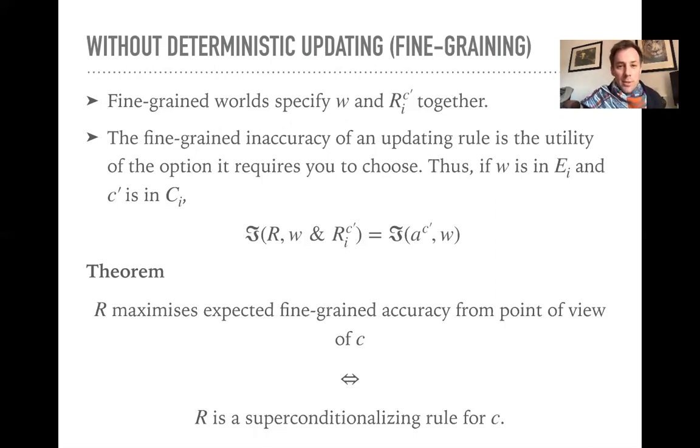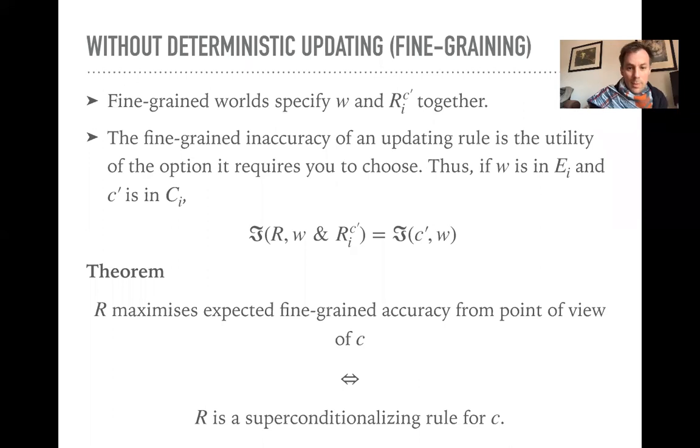Sorry, that inaccuracy there should be the inaccuracy not of A super C prime, but of C prime itself. In fact, I've corrected it just now. So yeah, the inaccuracy of the updating rule at a particular world where you adopt credence function C prime in response to the evidence you receive at that world is just going to be the inaccuracy of C prime at that world. And then you get, exactly as we got in the previous case, your updating rule R is going to maximize expected fine-grained accuracy from the point of view of your prior, just in case R is a superconditionalizing rule for your prior, where a superconditionalizing rule is just either weak or strong.